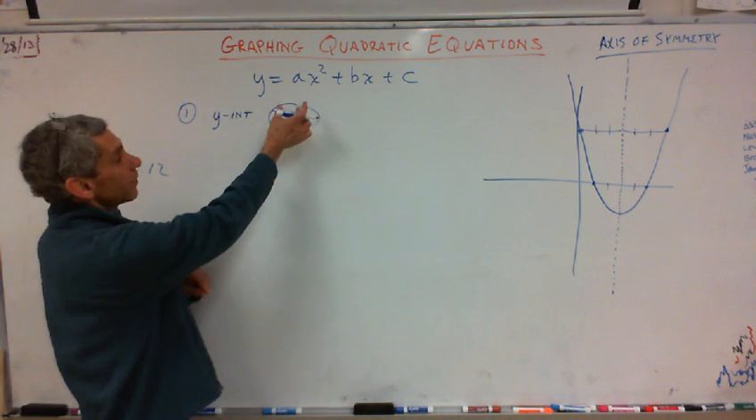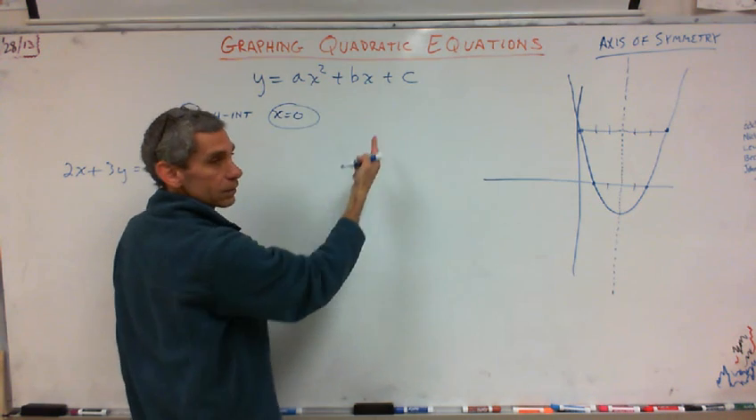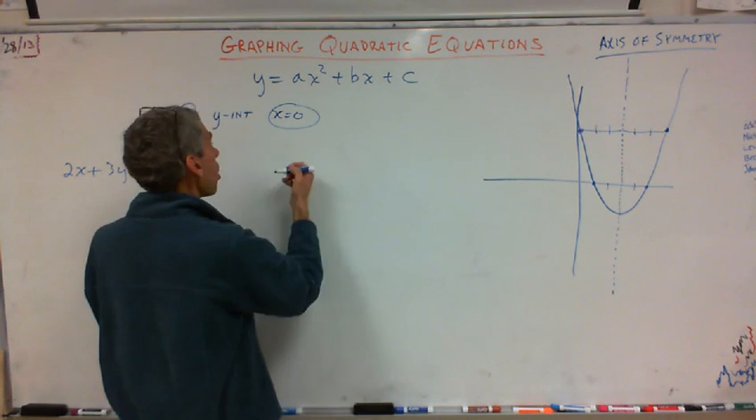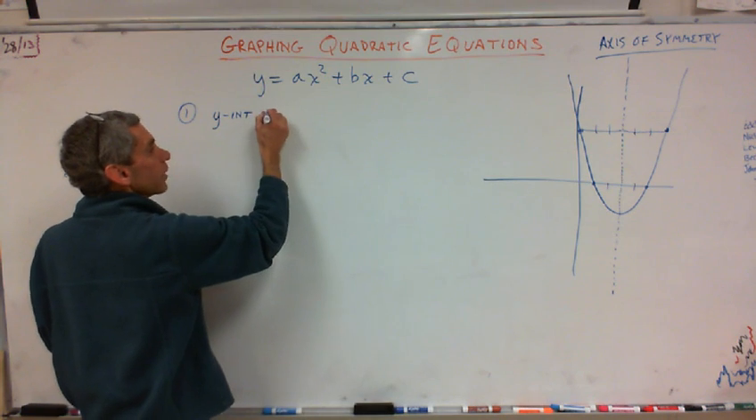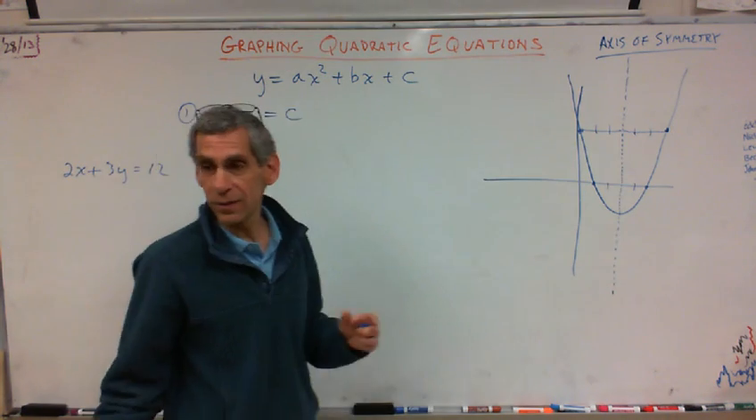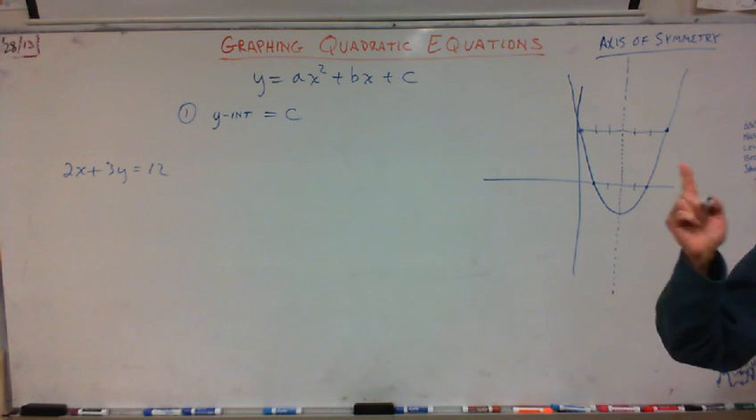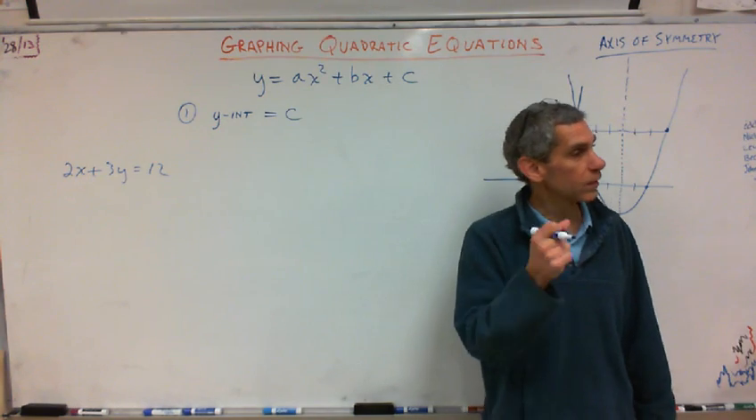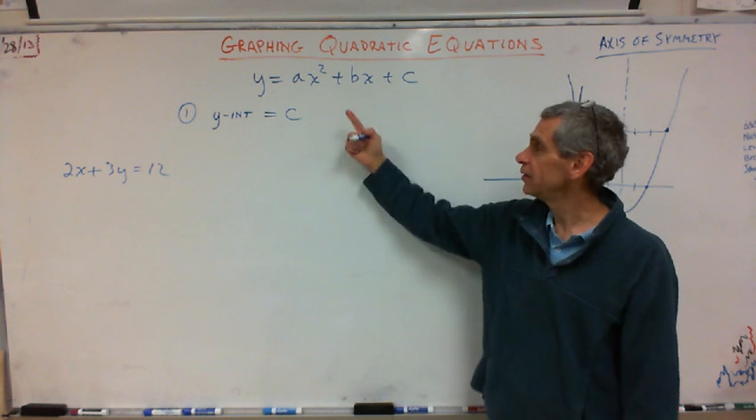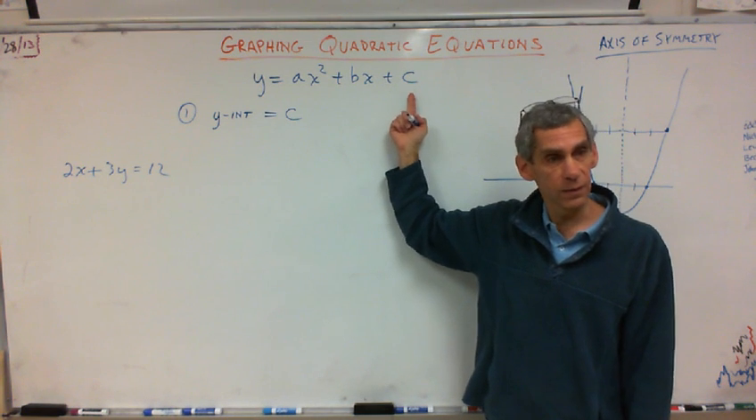C, right? That's now 0. That's 0. So y is really c. So c is always your y-intercept. That's huge. That's so easy. You already know a point. The minute you see a quadratic equation on the board, you immediately know one of the points. The c is a point on the y-axis, right?